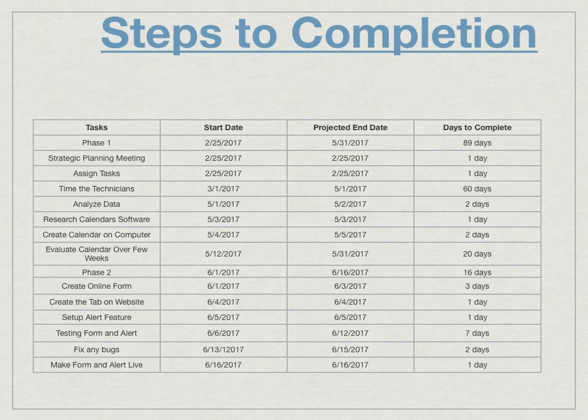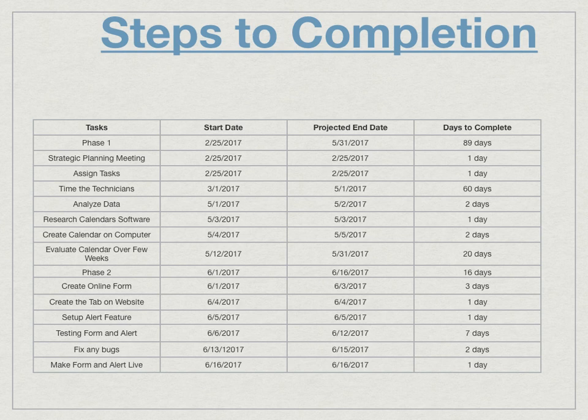So the steps to completion. I figure it'll be an 89-day process. It'll be two phases. The first one involves the calendar. The second will be the appointment form. And in the first phase, we're going to start with the strategic planning meeting, and at the end of that meeting will be where we assign the tasks. We want to do that on February 25th, and in that meeting we won't only discuss the calendar, we will also discuss the appointment form as well.